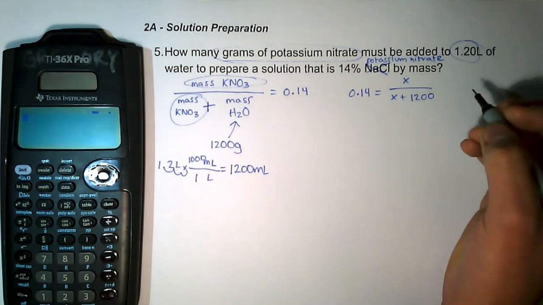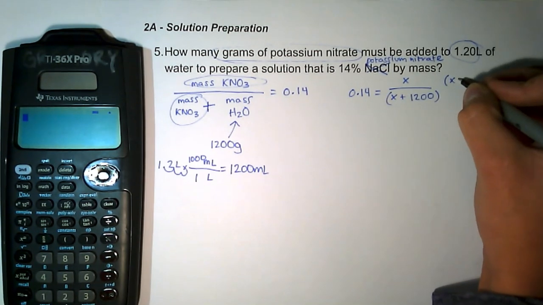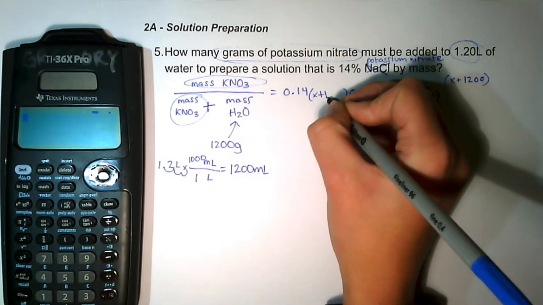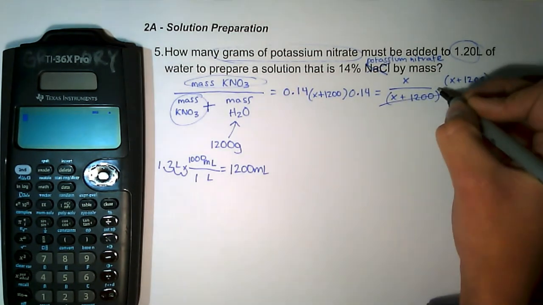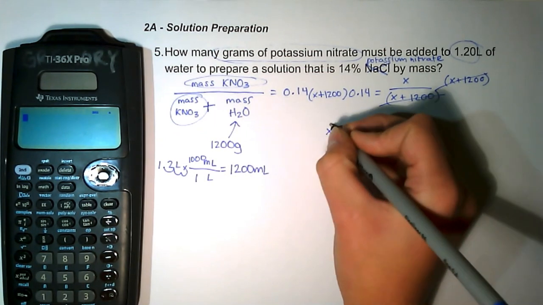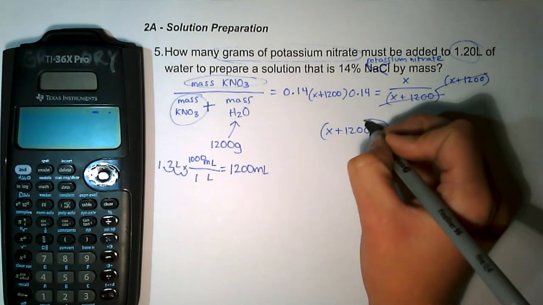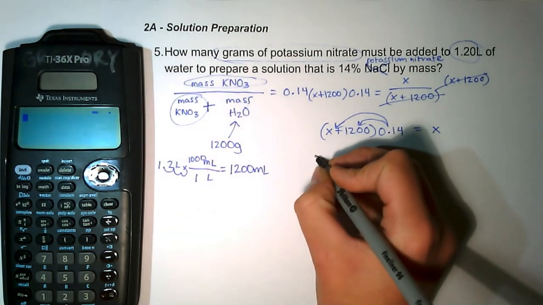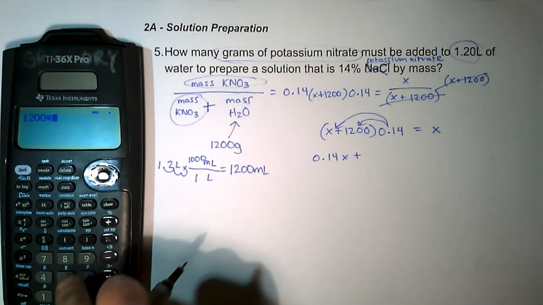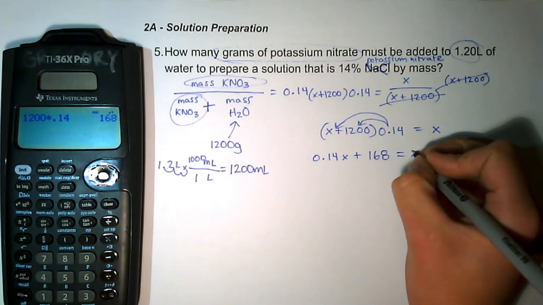Now we just need to solve our algebra problem. We're going to multiply by x plus 1200 on both sides to get things out of the denominator. So then these cancel out. We end up with x plus 1200 times 0.14 equals x. Then we're going to distribute. So we get 0.14x plus 1200 times 0.14, which is 168, equals x.